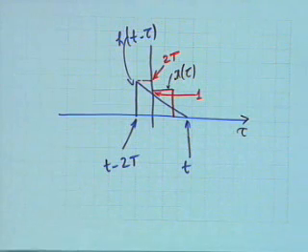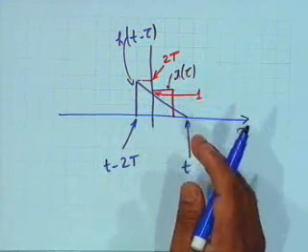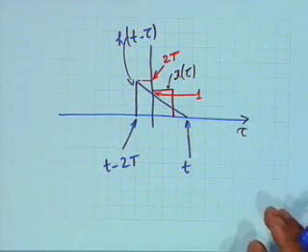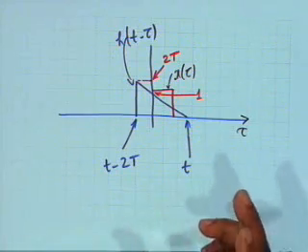So, as this triangle moves to the right, the overlap or the non-zero region of the product x of tau and h of t minus tau varies, both the range as well as the amplitude, and therefore the area under the overlap also varies. And it is this area which determines the convolution, which determines y of t. And therefore y of t varies with t.